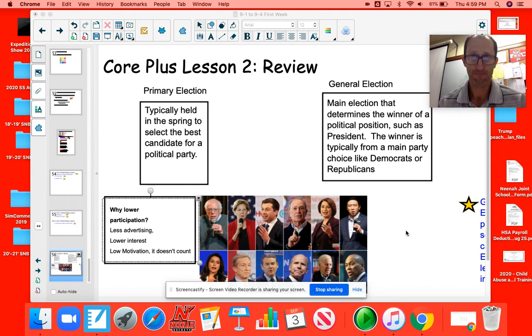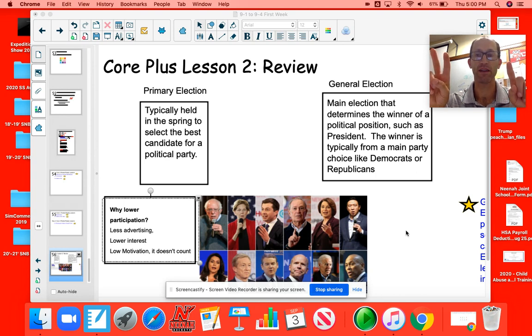Typically, primary elections are held in the spring to select a single candidate for a political party. If this doesn't happen, think about having two candidates that are Democrats, plus one Republican in an election. What can happen is these 2 Democrats each get votes, which splits the votes. Yet the Republican gets the votes for the Republican Party and anybody who likes them.